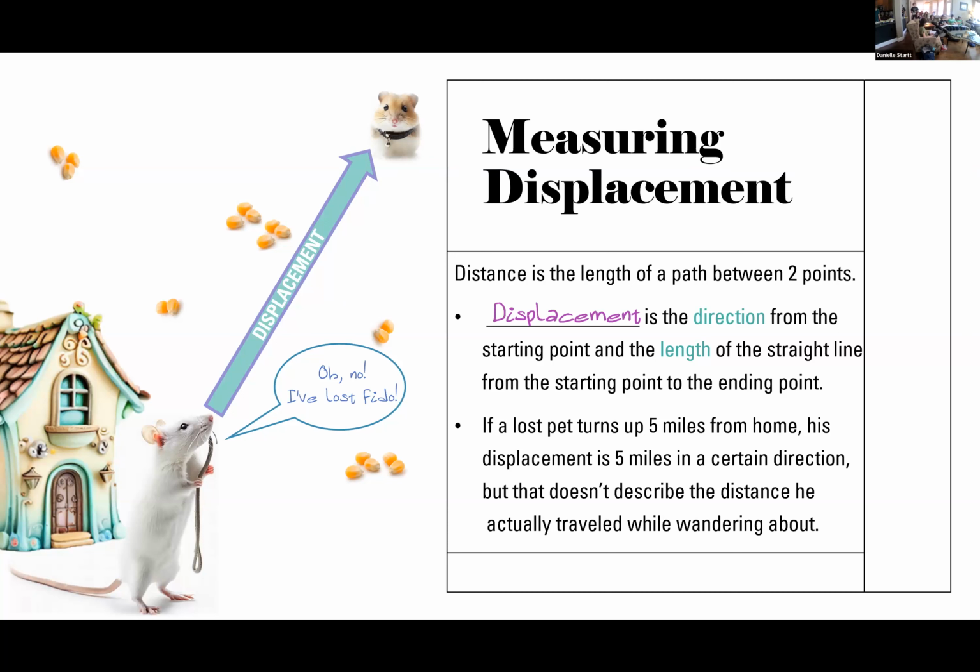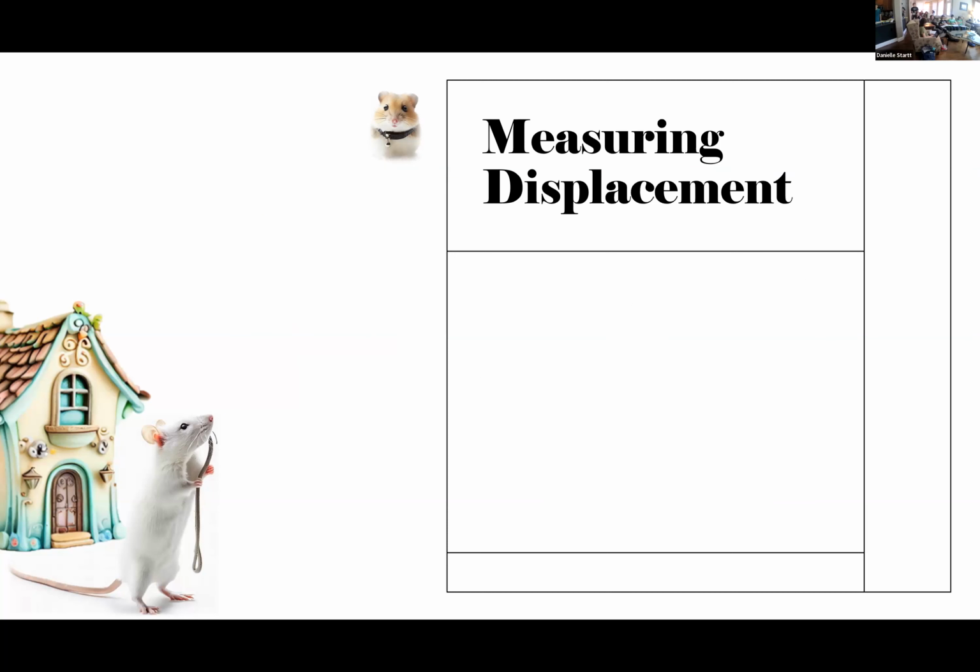So if Fido's up here and that's his displacement, he could have wandered all through those little piles of corn to get there, right? Well, we're gonna assume that he kind of meandered his way through it to get there. Like he may have gone through all that is my point.